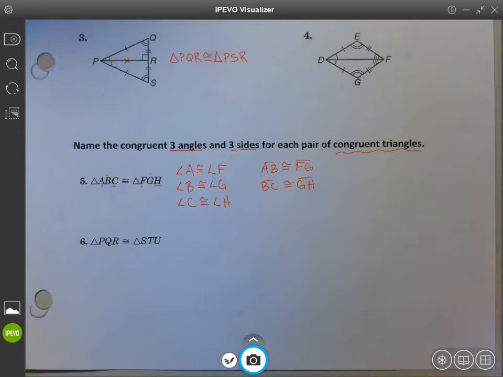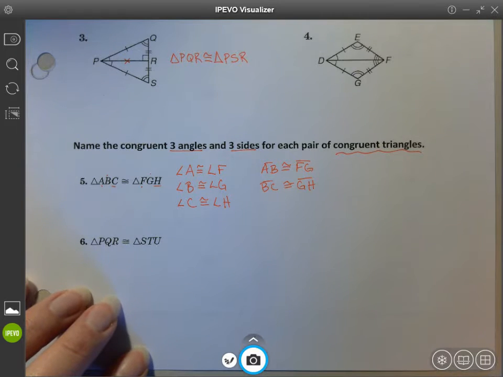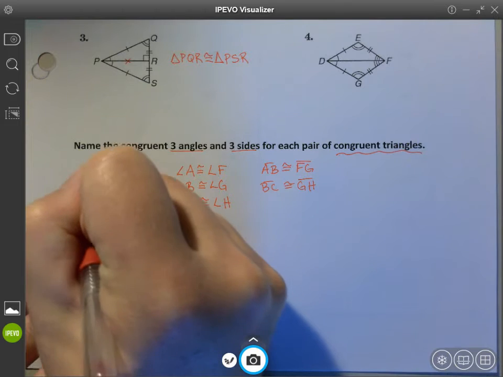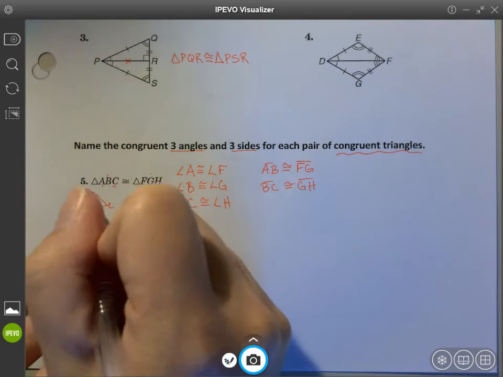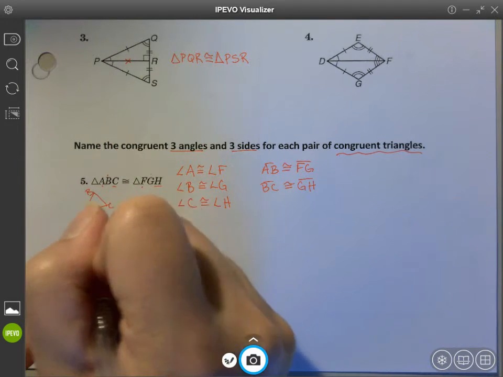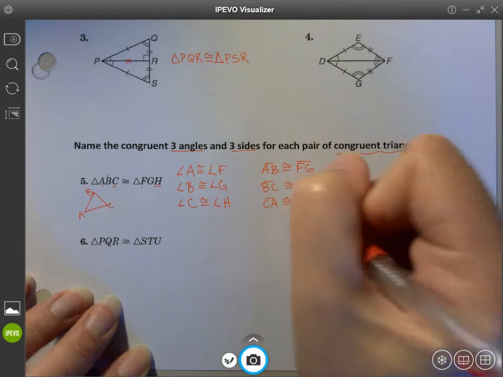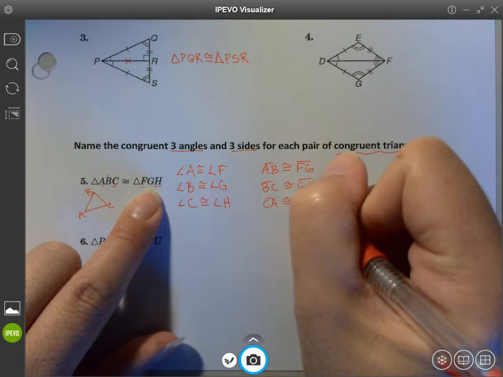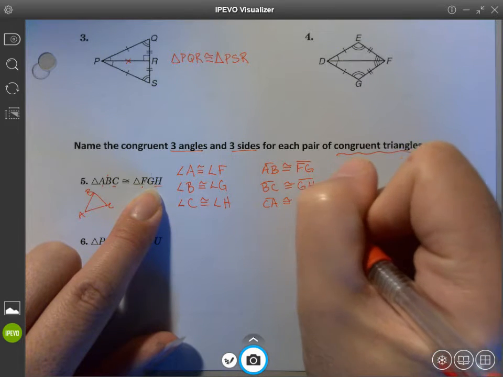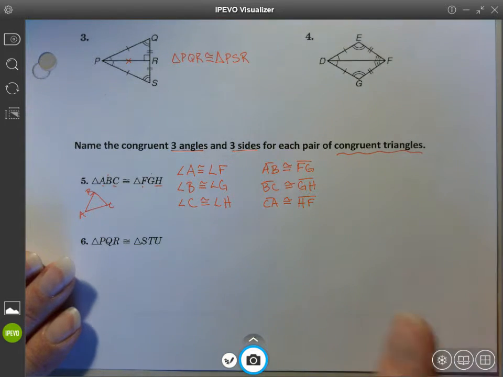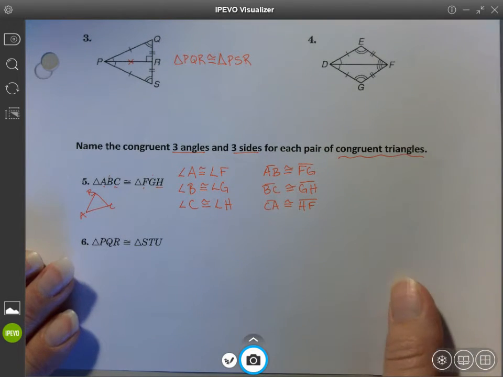And then I have one more. What would that last set of sides be? If you think about this triangle and we actually labeled it ABC, we did AB, we did BC, we need CA. And what would it go with over here? HF. Yep. Okay. So you have another one to do like that. Flip it over to the back.